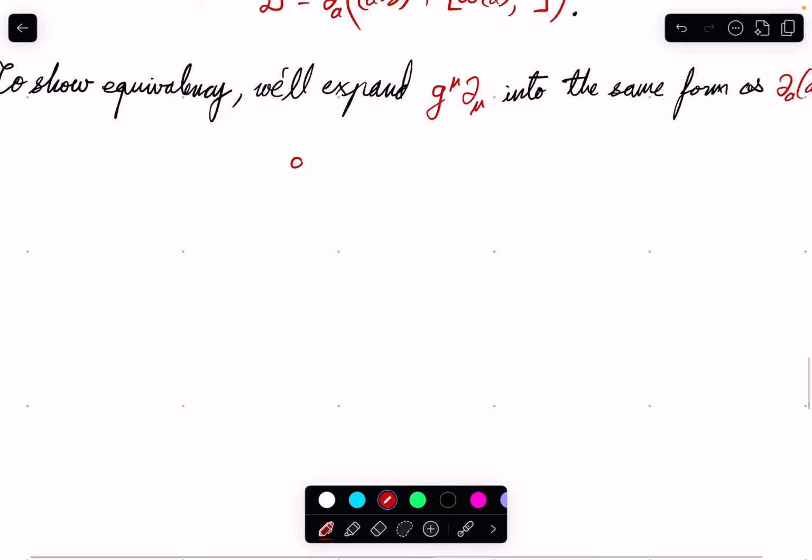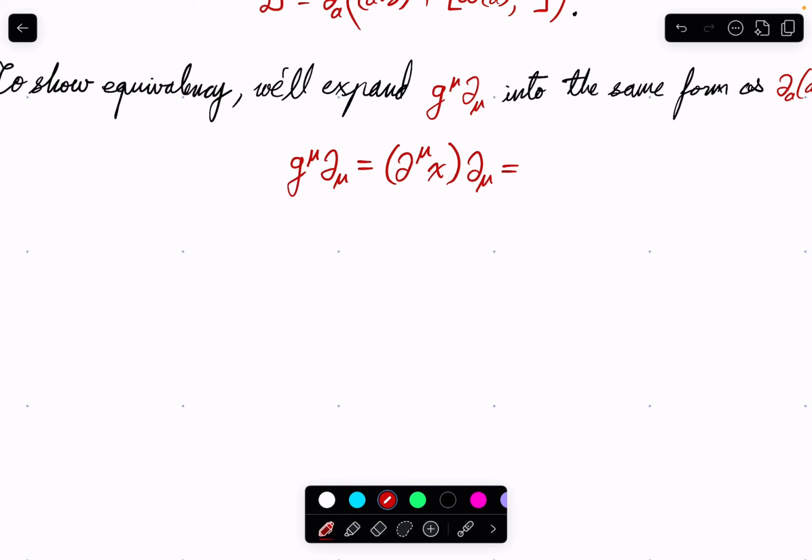So we have g mu partial mu. And the definition of g mu, recall, is partial superscript mu and then the coordinate x, where that's a vector in the spacetime algebra. And then we can expand out the vector in its basis. So we can say it is x nu gamma nu. So if we sum over this independently of the mu's, then this gives us the vector x. And then we have partial mu right here.